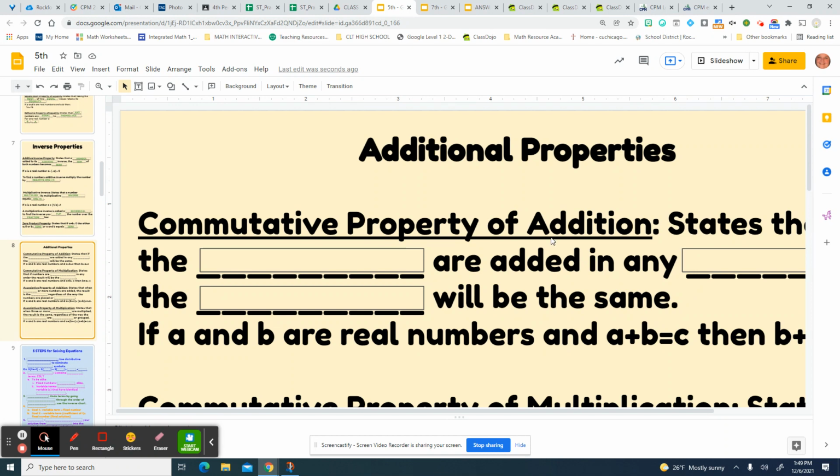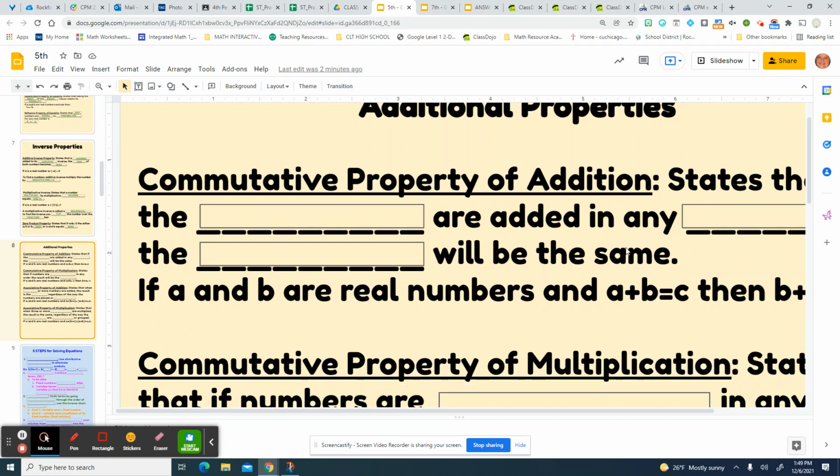So commutative property of addition, when I think of this, I think of a community. How many people are there in a community? 50 million. Well, it could be a lot. How about, can you have a community of 1? No. So it has to be more than 1, right? In order to be a community, you have to have more than 1.